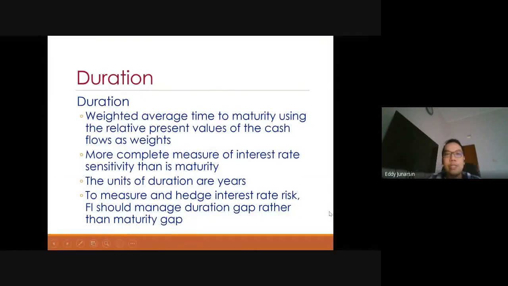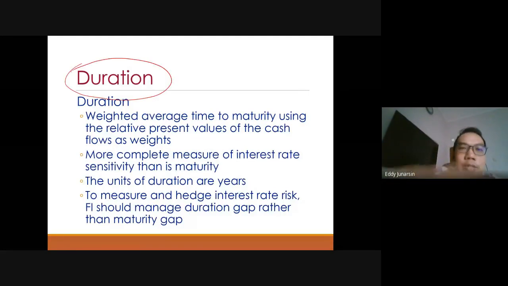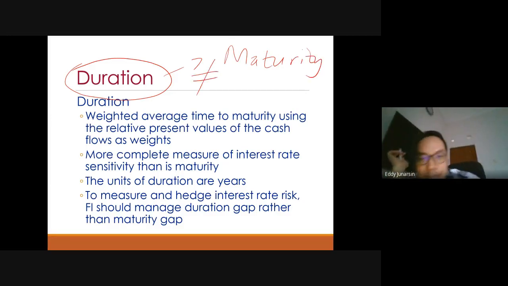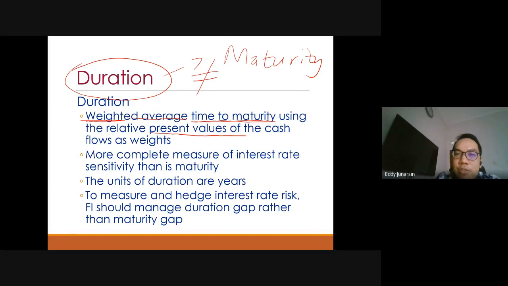So what is duration? Duration sounds very similar to maturity, but they are not the same, even though they sound similar in terms of vocabulary. So what is duration? Duration is actually time to maturity, see, they are similar, right? Time to maturity, but this is weighted average by the present values of cash flows. Okay, it might sound a bit complicated here, but it's actually very easy.